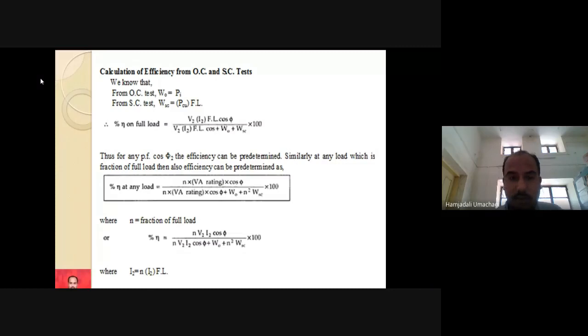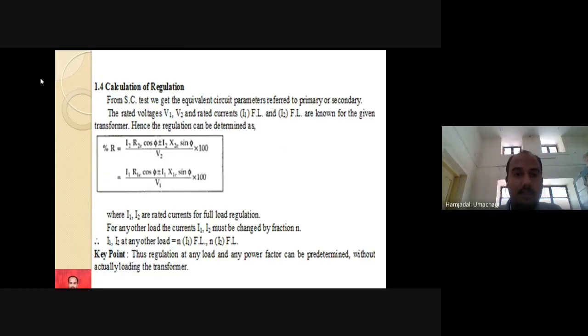So now after having the calculation concept of efficiency, let us see how to calculate regulation. So the formula to calculate regulation is this one. What is that? Regulation means change in the voltage from no load to full load divided by fraction of full load into 100.